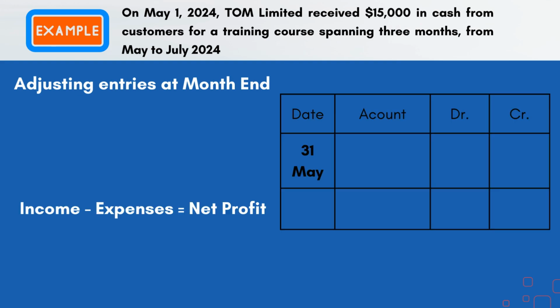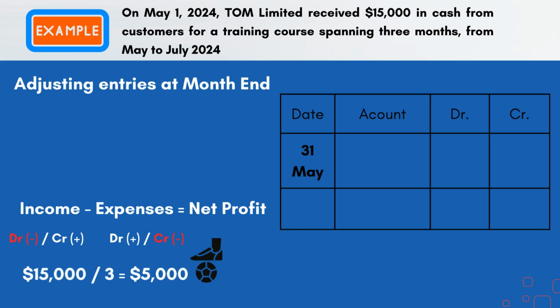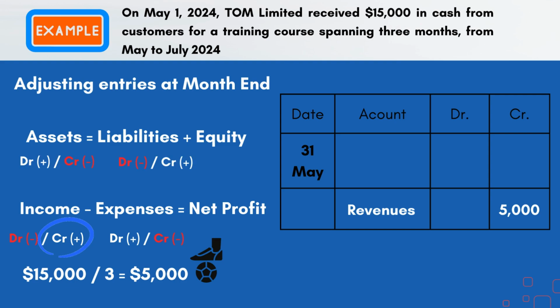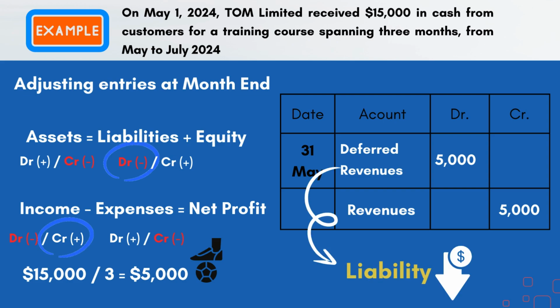Tom provided the training course for the month of May, earning $5,000 of the total $15,000, which is $15,000 divided by 3. So, we credit revenues for $5,000, and it has already provided part of the services owed to its customers, so we debit deferred revenues for $5,000, meaning that such liability is reduced by 1/3.